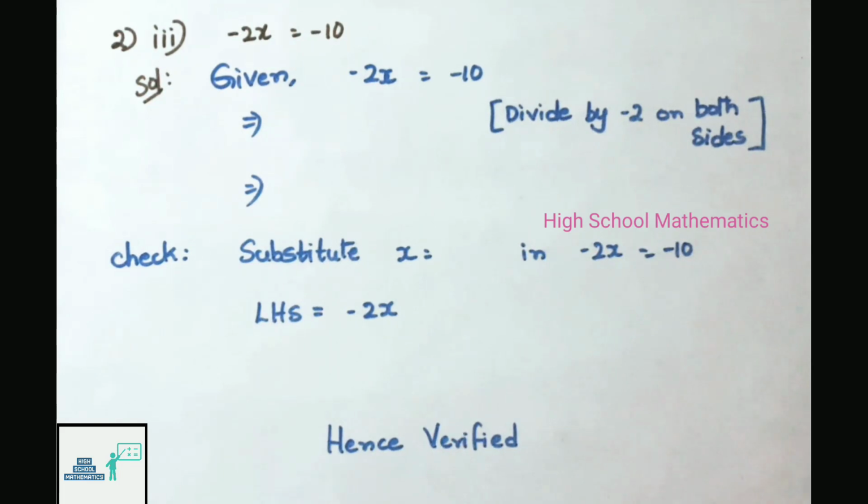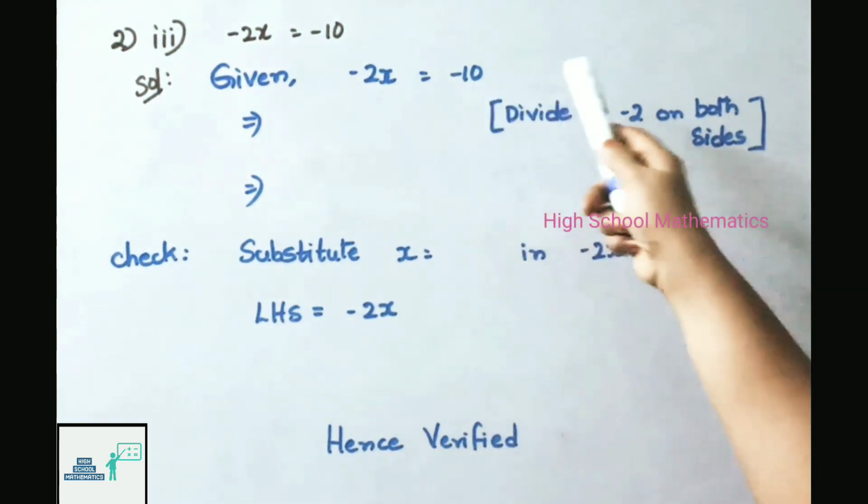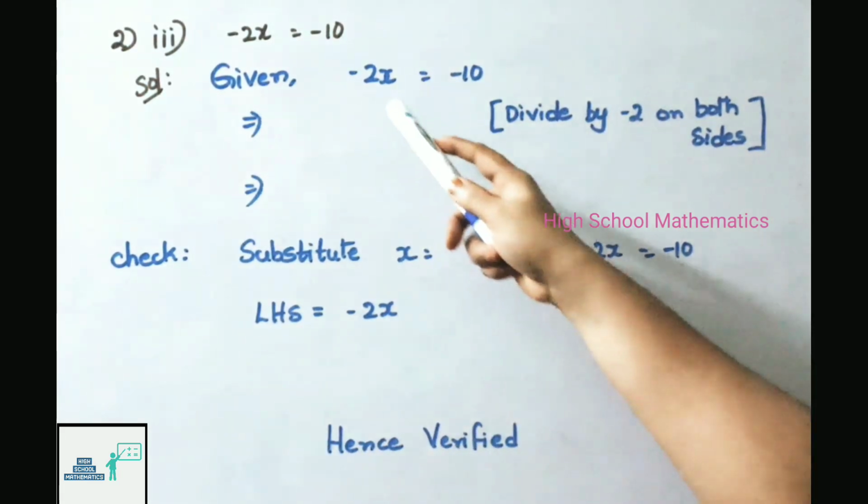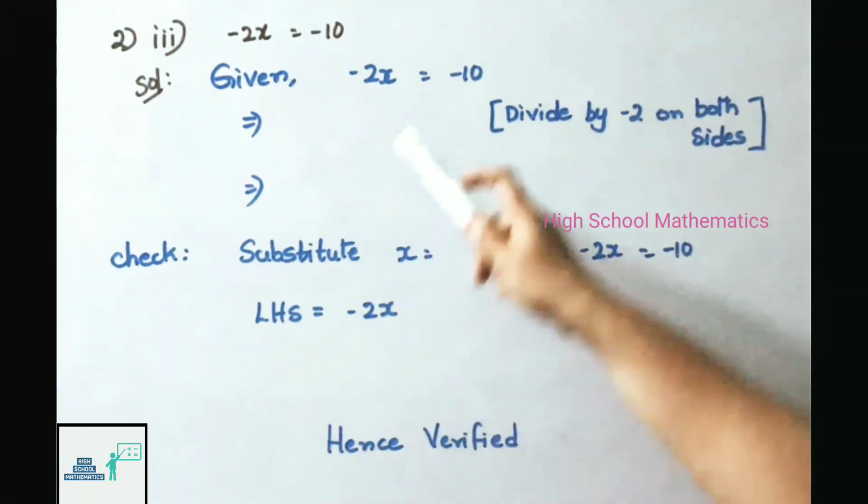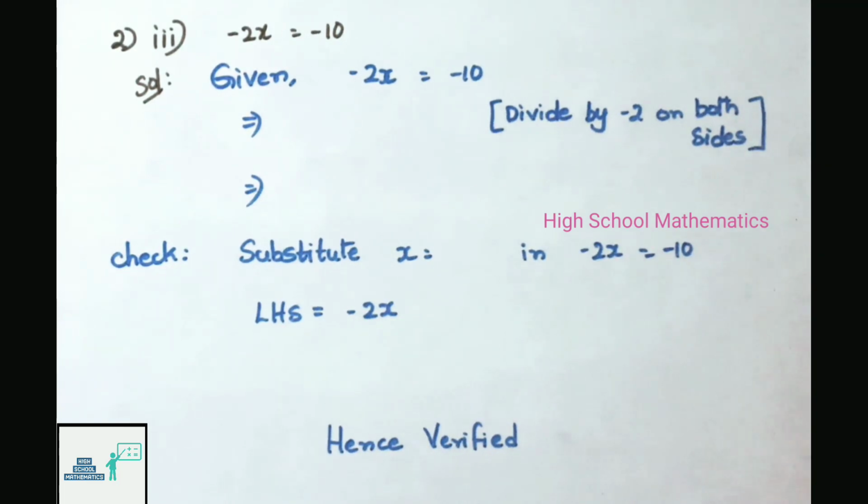Minus 2x equals minus 10. Let us see the solution. Given equation is minus 2x equals minus 10. Here minus 2 is multiplied. So to remove that number, we are going to divide by minus 2 on both sides.